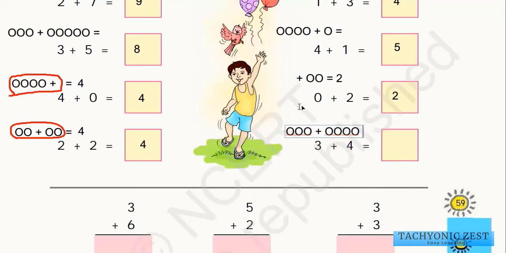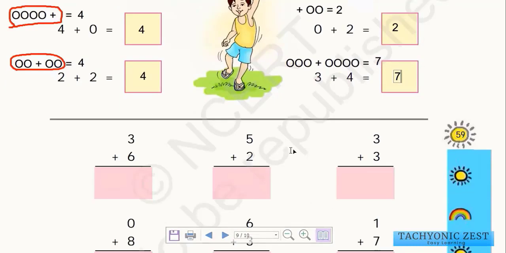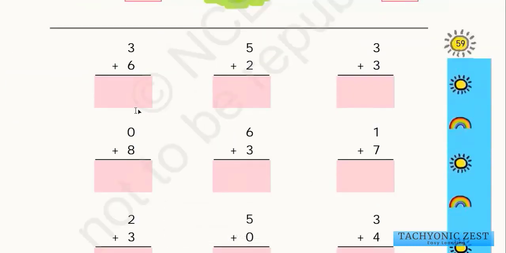So what is the total number of balls we got? Let us count everything together. So if we count everything together, the total number of balls that we got here is 1, 2, 3, 4, 5, 6, 7. So the total number of balls we got here is 7. So the answer to this one is 7. Let us try to solve a few more questions.